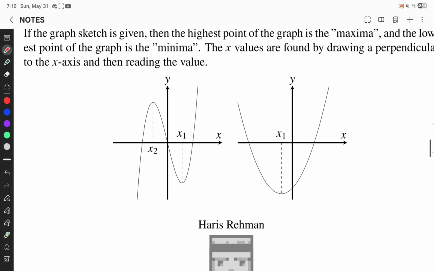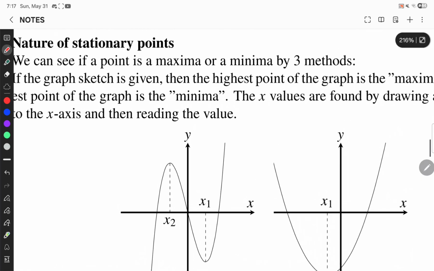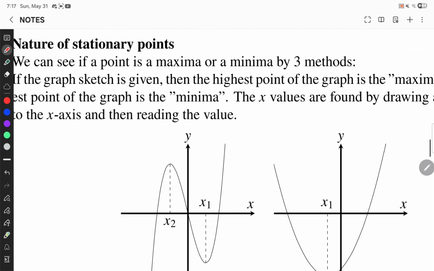So by nature we mean what kind of point is it? Is it a maximum or a minimum? By maximum it means the maximum value the graph will go before turning back down. Now obviously this is not the maximum because there are points above it, but we can assume that it is the maximum just because of the stationary point.